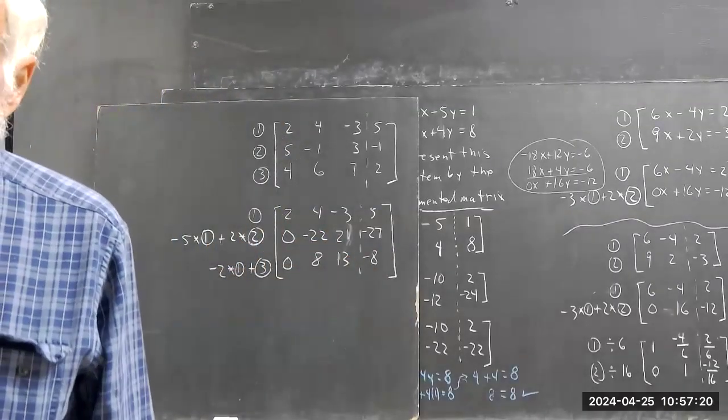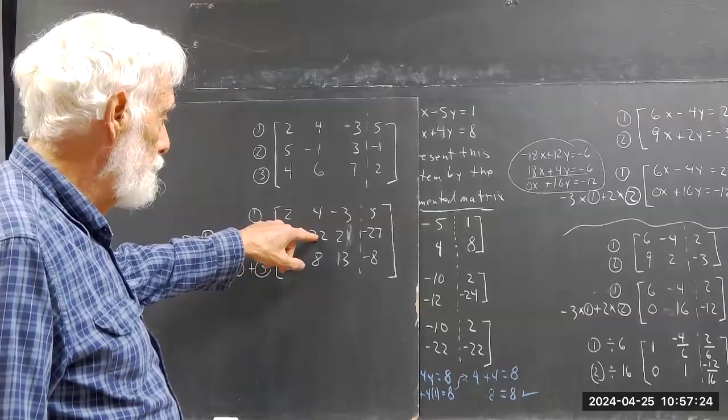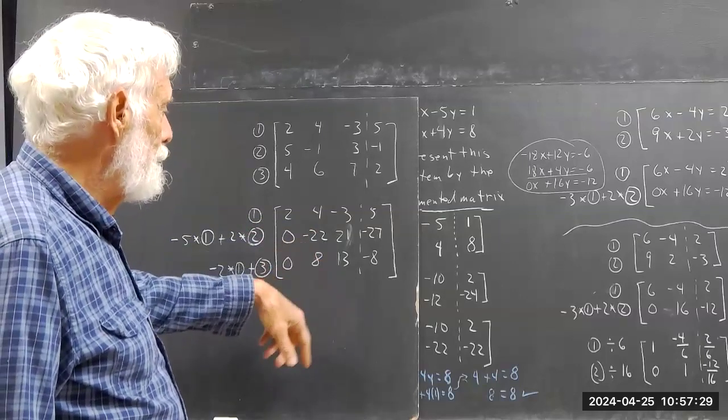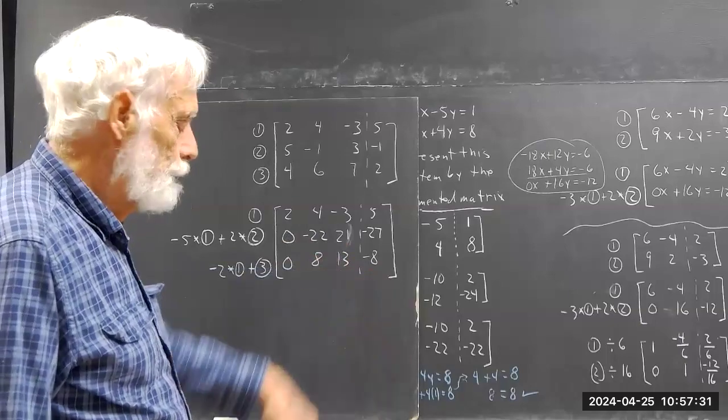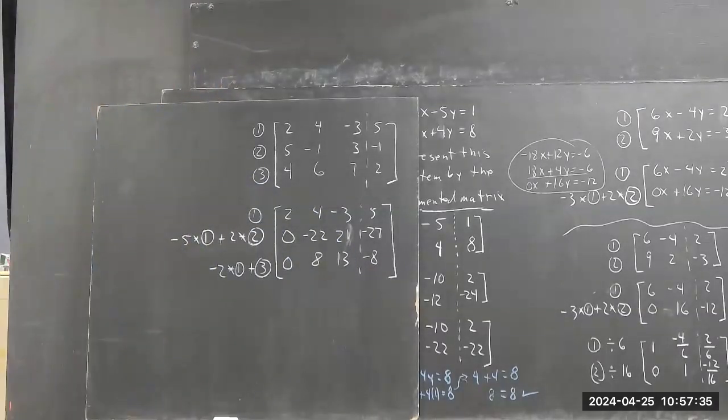That's a start. What we do next is we divide this by -22 to get a 1 here. And then we get a 0 here, and then we can solve for Y or Z. Okay. You don't need to worry about that. That's good.